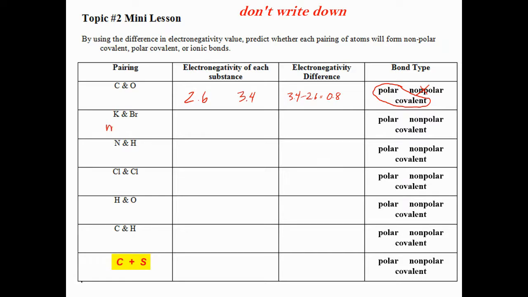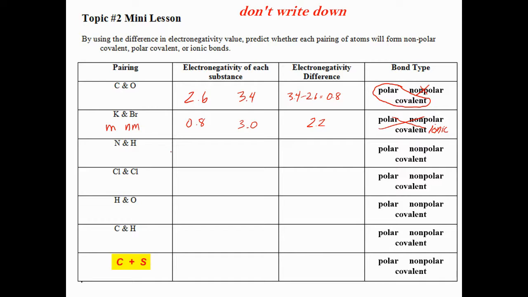Potassium and bromine, hold on, we've just been through this. They're a metal and a non-metal. Okay, and like we said, potassium was 0.8, bromine was 3.0 for its electronegativity. The difference is pretty big, but it's not a covalent bond. It's an ionic bond.